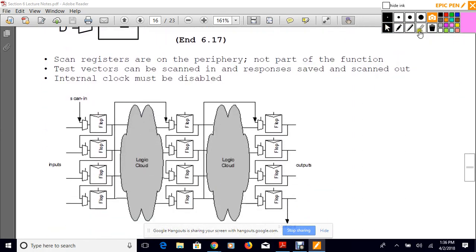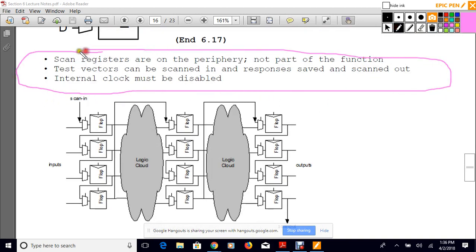Okay. So, as I've alluded to, scan registers are on the periphery. They are not part of the function itself. So you're adding that on top of it.